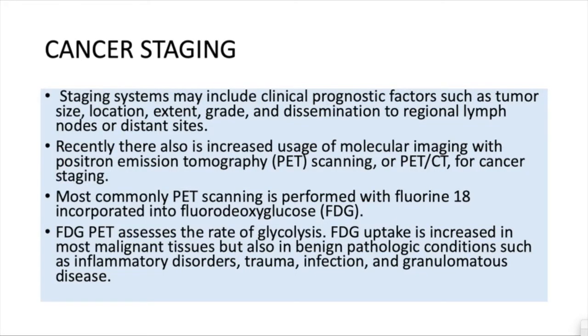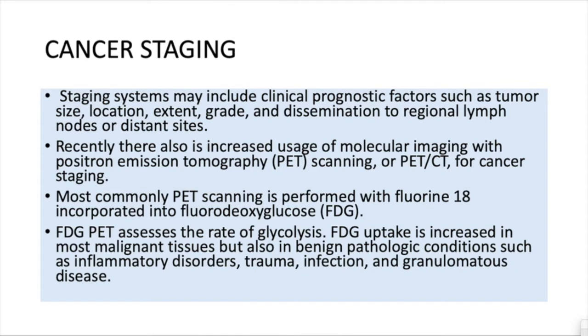Then there is cancer staging. Staging systems mainly include clinical prognostic factors such as tumor size, location, extent, grade, and dissemination to regional lymph nodes or distant metastasis. Cancer staging is a middle stage, after the cancer is diagnosed and before cancer treatment is started. Cancer staging mainly leads us to which kind of treatment is necessary for the patient. Staging is done mainly by PET scanning or CT scan.